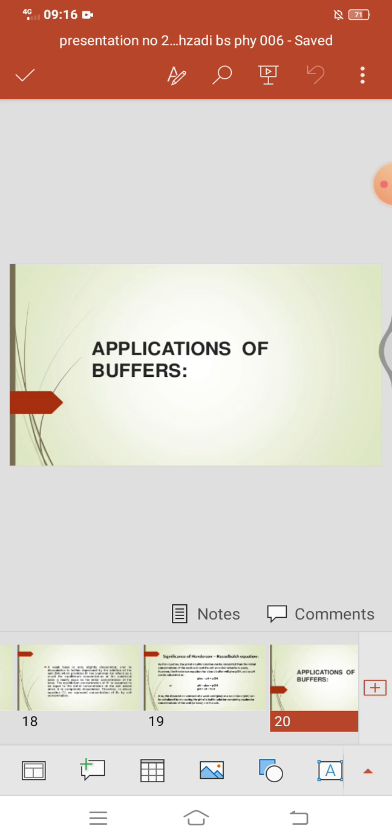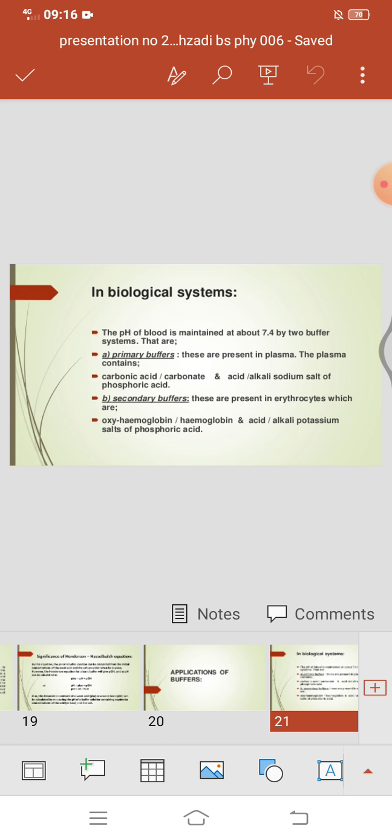Applications of buffers. The applications in biological systems are: the pH of blood is maintained at about 7.4 by two buffer systems, that are primary buffers and secondary buffers. Primary buffers are present in plasma. The plasma contains carbonic acid, carbonate, and acid alkali sodium salt of phosphoric acid. Secondary buffers are present in erythrocytes, which are oxyhemoglobin and acid alkali potassium salt of phosphoric acid.